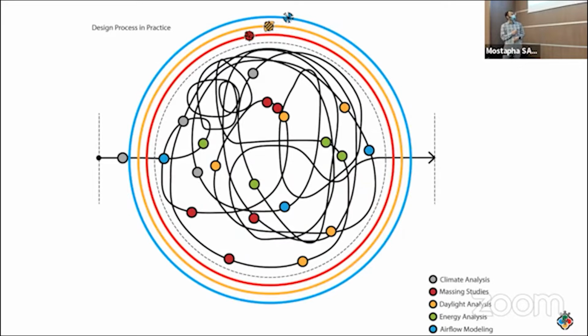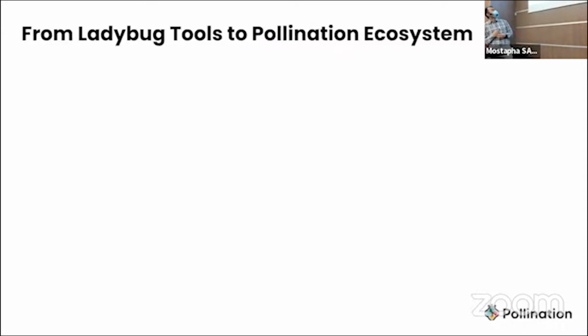So the challenge is how do you design for this level of complexity? How do you design tools that people can use at any step of the design and that evolve with you as the design evolves? And that's where Pollination comes in.